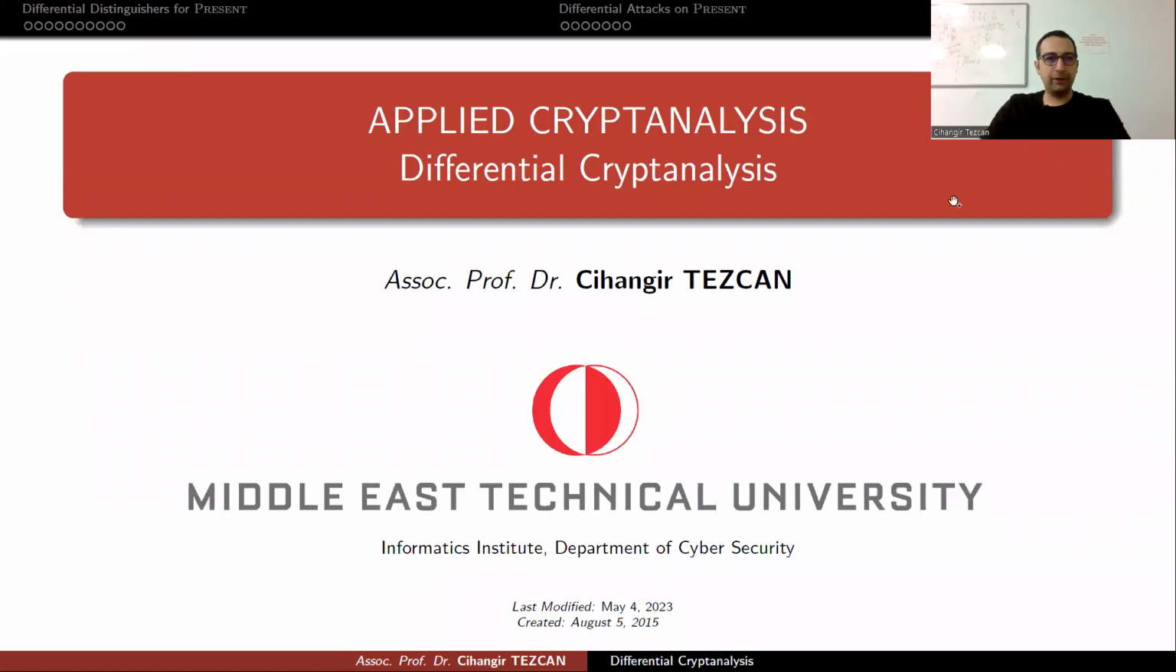All right, so we have a very important topic today, differential cryptanalysis. My aim is to give the idea behind differential cryptanalysis, then explain how these differences affect each layer of a block cipher by focusing on PRESENT. Then I will show you how you can find these differential distinguishers for PRESENT and then try to recover round keys by using those distinguishers.